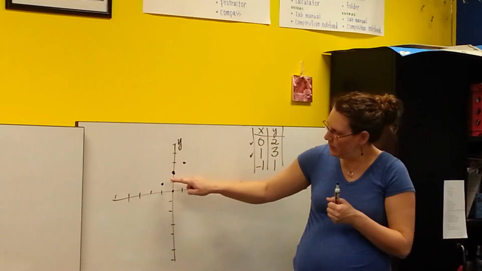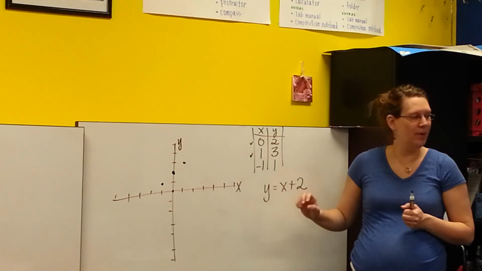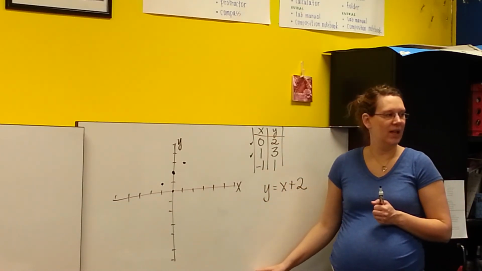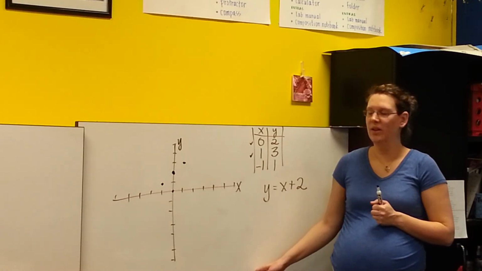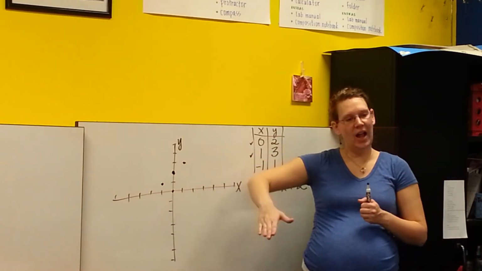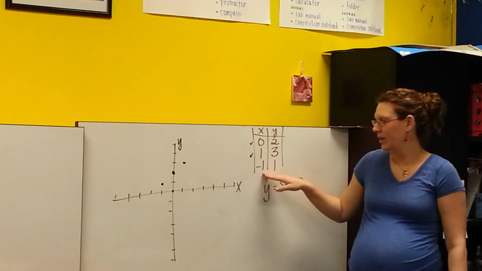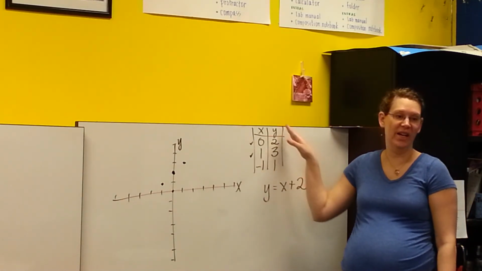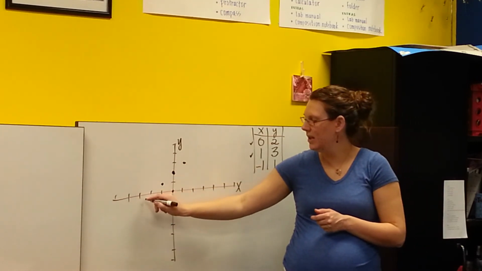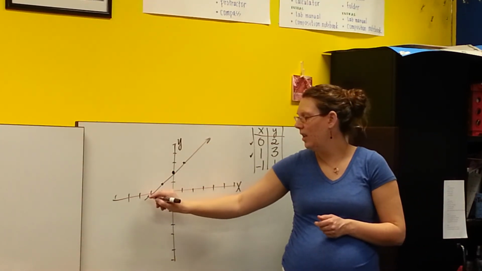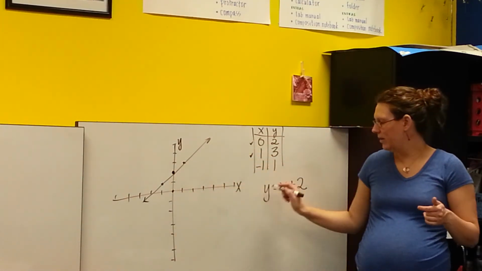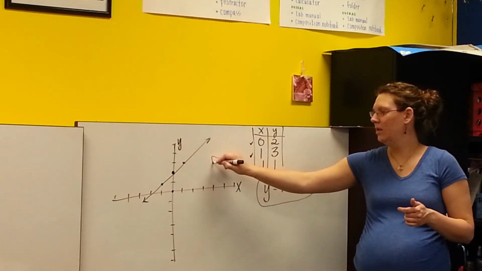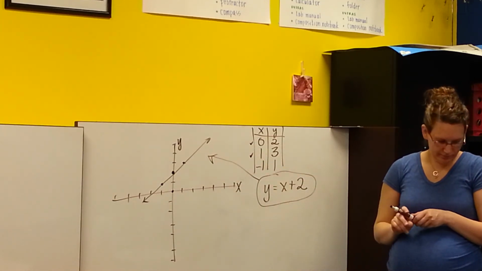I said you needed 3 points. Because if your 3 points are not all on the same line, we've gone wrong somewhere here. Okay? But since we've got 3 points on the same line, we draw in our line. It needs an arrowhead on either end, and that's our graph. So this is a picture of this. Okay? Great.